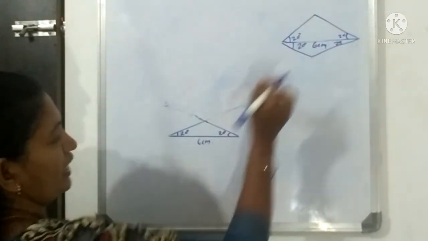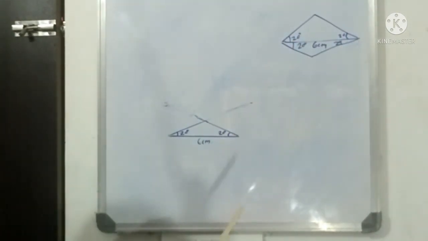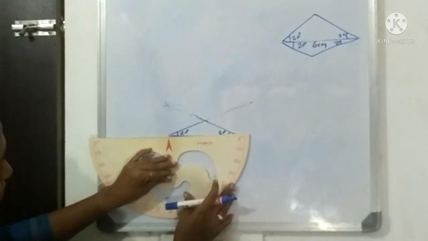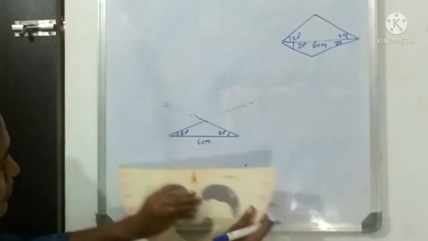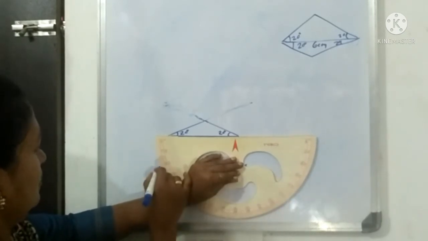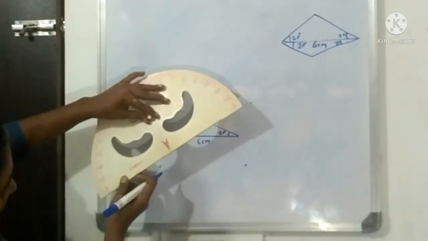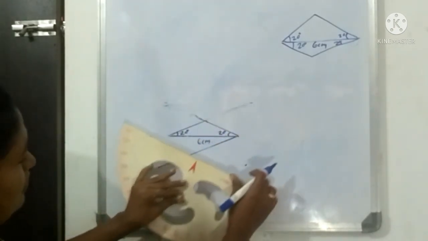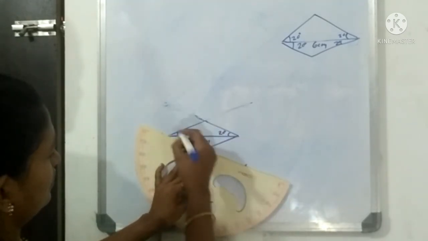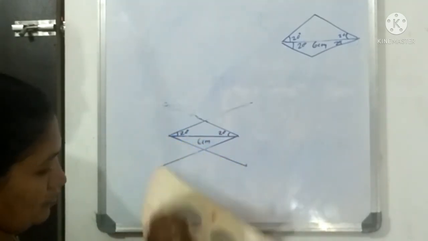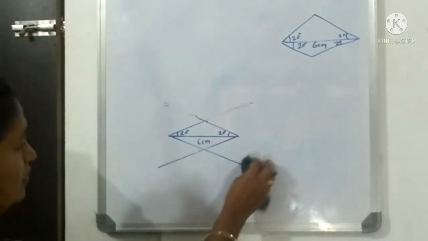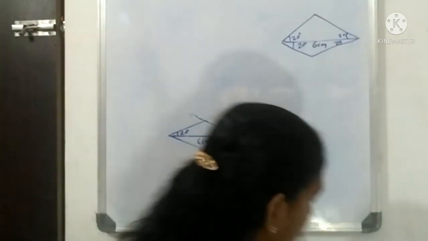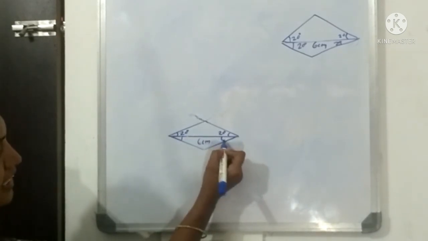Now we have got this portion. Okay. Next you have to find the lower part. The same procedure. Find 20 degrees. This angle is 20 degrees and this angle is also 20 degrees.